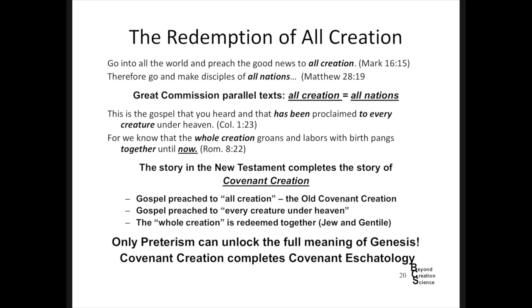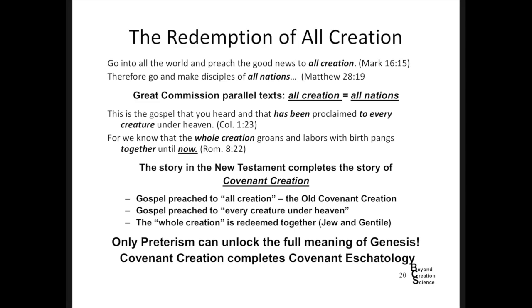What do you have? You have all creation is all nations. And people say, well, how do you get people out of the creation account? That's what Jesus says. All creation is all the nations. And of course, Paul confirms this as well. This is the gospel that you heard and that has been proclaimed to every creature under heaven. For we know that the whole creation groans and labors with birth pains together until now. The gospel had to be preached to all creation. That's the story that begins in Genesis chapter 1. Jesus has to redeem the whole creation, not just Israel.